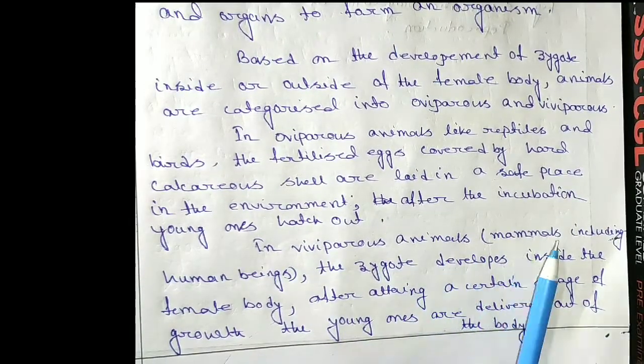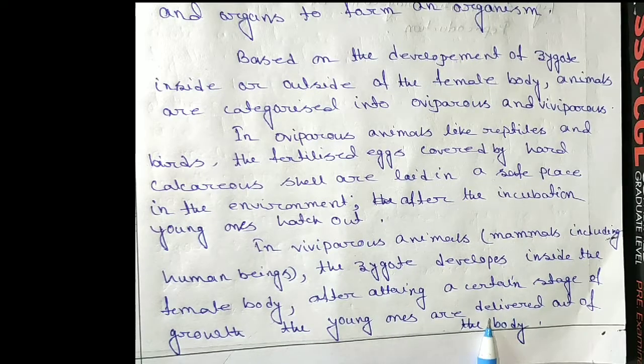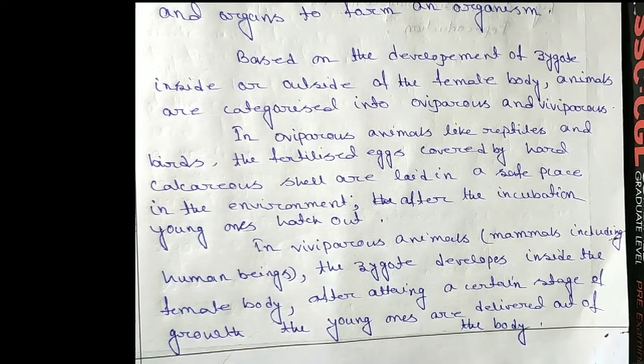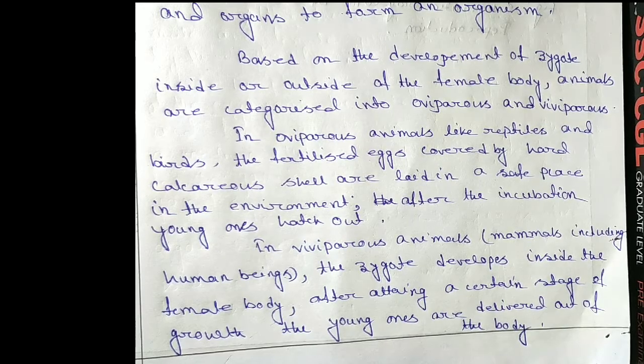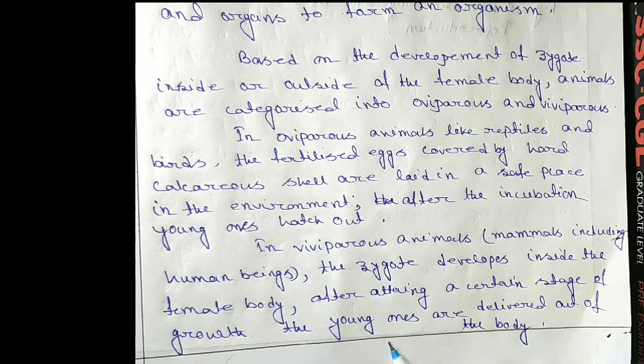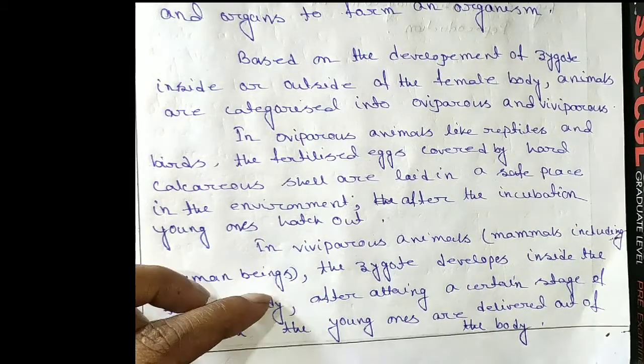And in viviparous animals, that is mammals including human beings, the zygote develops inside the female body. After attaining a certain stage of growth, the young ones are delivered out of the body. That means in viviparous animals, the eggs remain inside the body of the female, the gametes come in contact with the eggs, the zygote forms, and after a certain period of time the young ones are delivered out of the body.